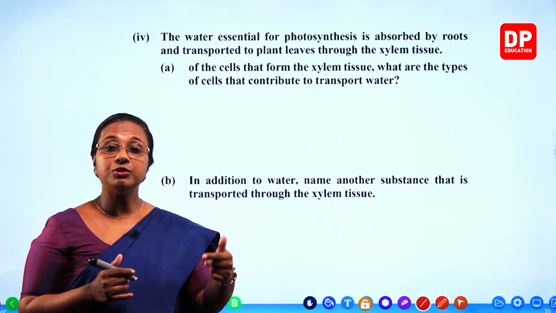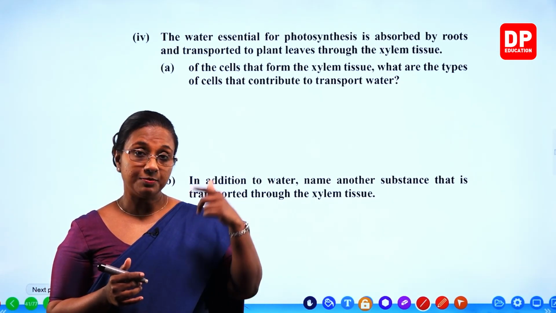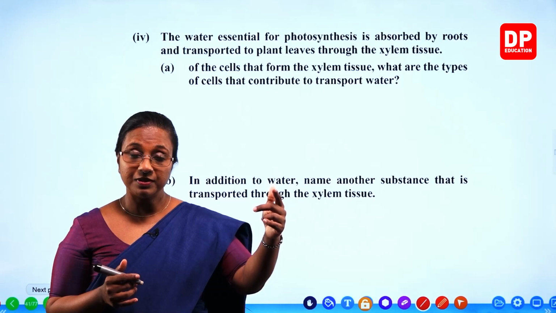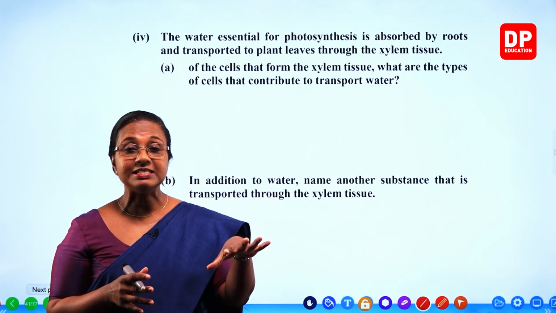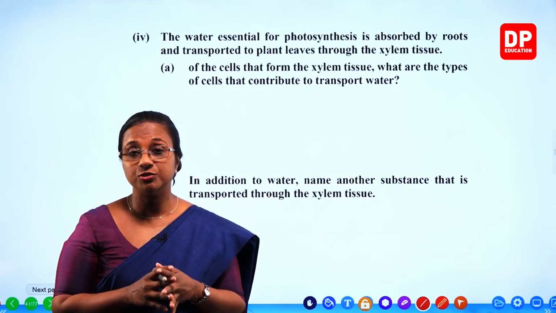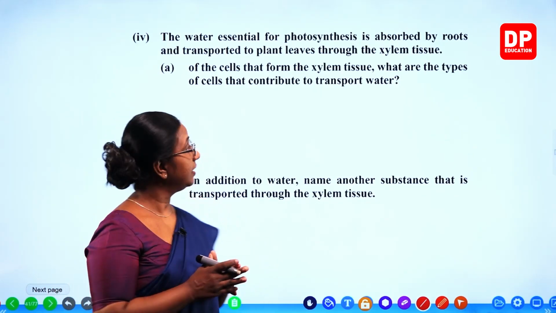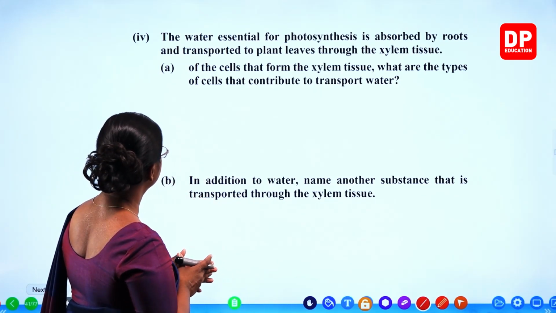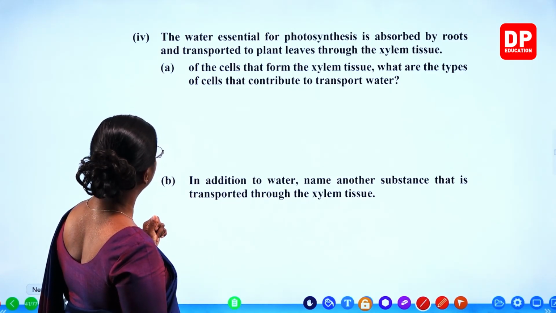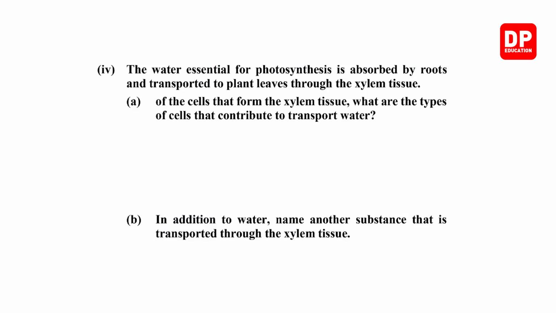Then they get into the xylem of roots, xylem of stem, and then xylem of the plant, the veins, and then they diffuse into the parenchyma tissue. So that is how water is used for photosynthesis. A part of the question: of the cells that form the xylem tissue, what are the types of cells that contribute to transport of water?